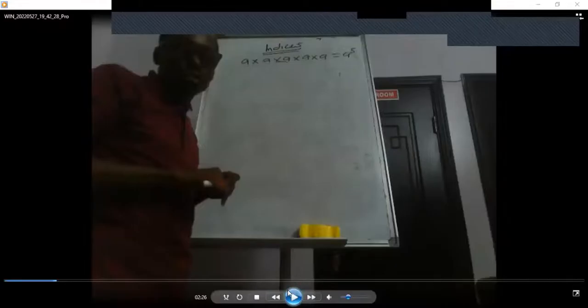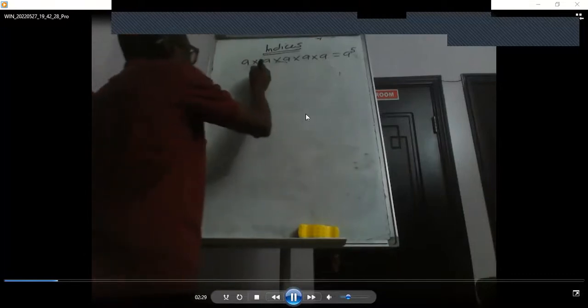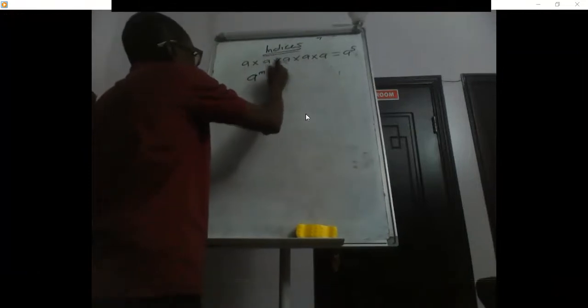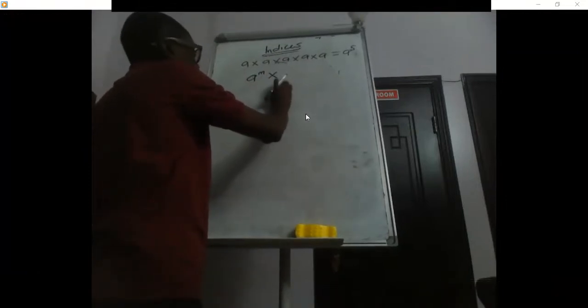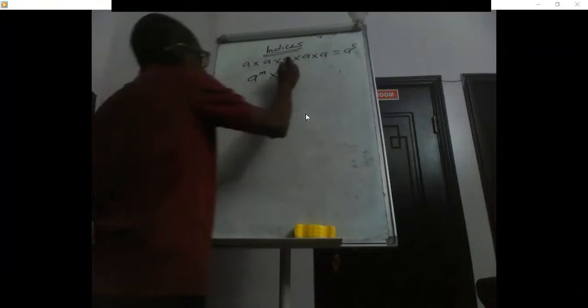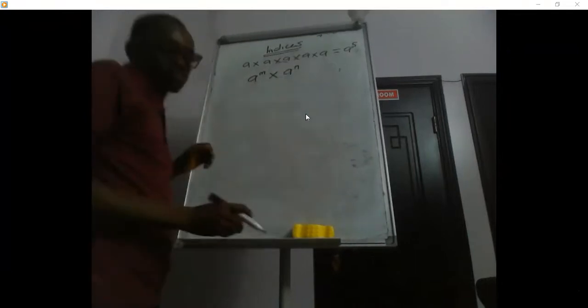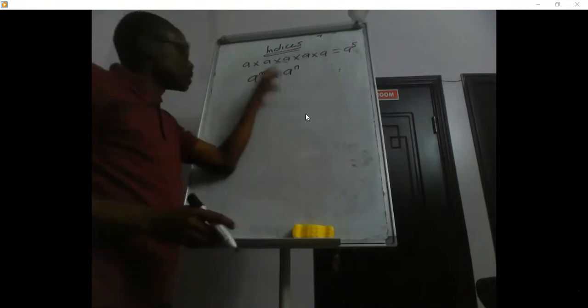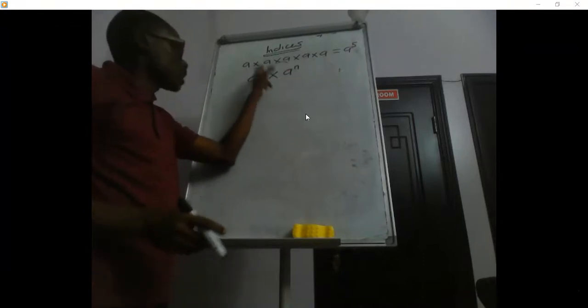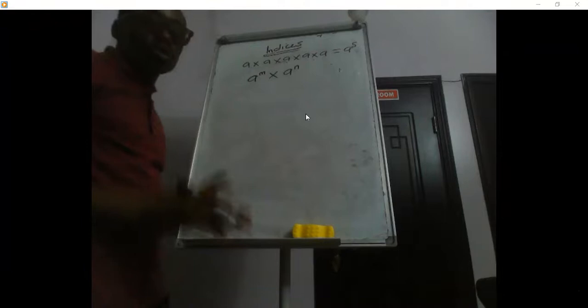Once again, we are at rule one. So let's assume you have an A raised to the power m times an A also raised to power n. We have the same base, A, but different exponents. So how are you going to simplify this?